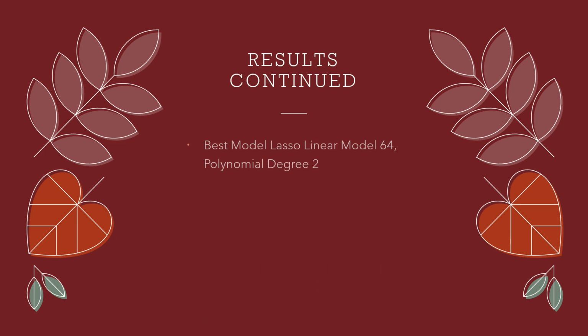And so using what I learned in chapter 11, I found that the best model was the lasso linear model 64, with a polynomial degree of 2, meaning x squared, meaning the U shape, if you remember in algebra, or any math class really. And so the data convergence was also true.